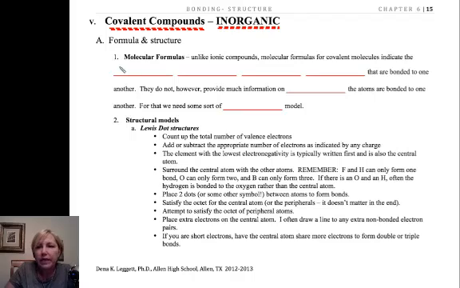Now, molecular formulas, unlike what we had for ionic or our network covalent or our metallic, molecular formulas actually have a discrete formula with a precise number of atoms. And the molecular formula tells us the actual number of atoms that are bonded to one another.